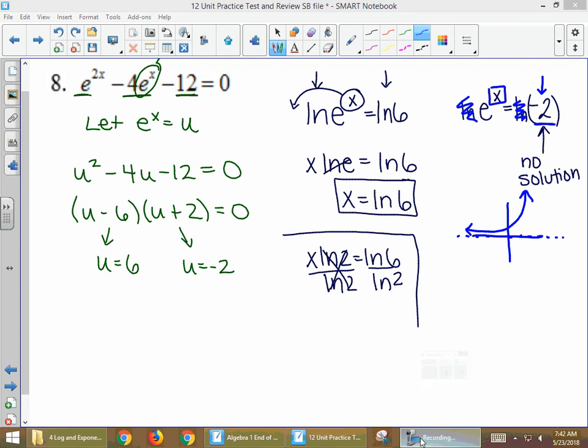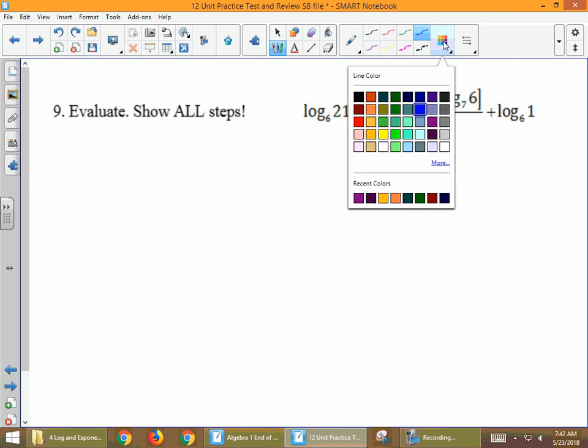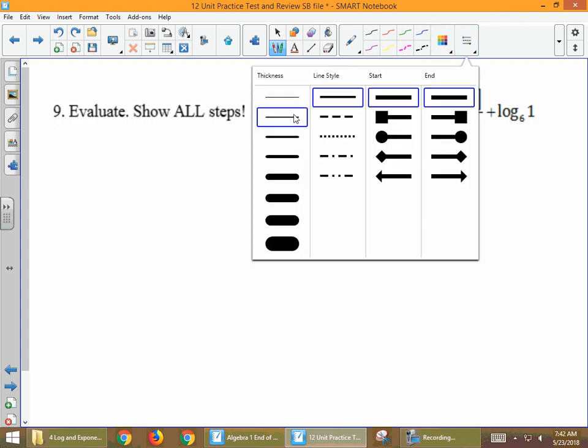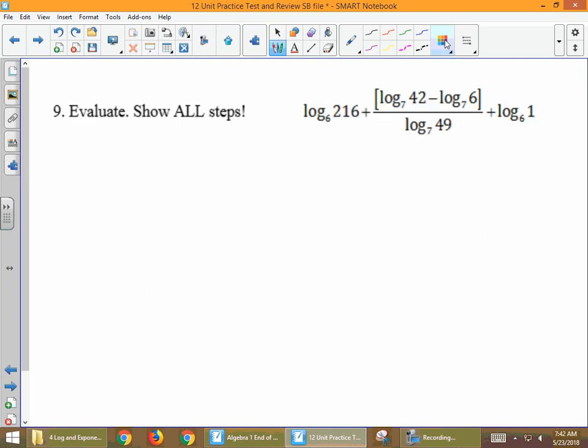All right, that's number 8. Let's go ahead and fit number 9 on this video as well, and we will be done with our practice test. Okay, this is a little more complicated than the problem that you'll see on the test. And the thing that I do with these is make sure that I do them in small pieces. So I'm going to go off to the side and take each piece and color code it for you, and we're going to evaluate each piece and then put it back together.